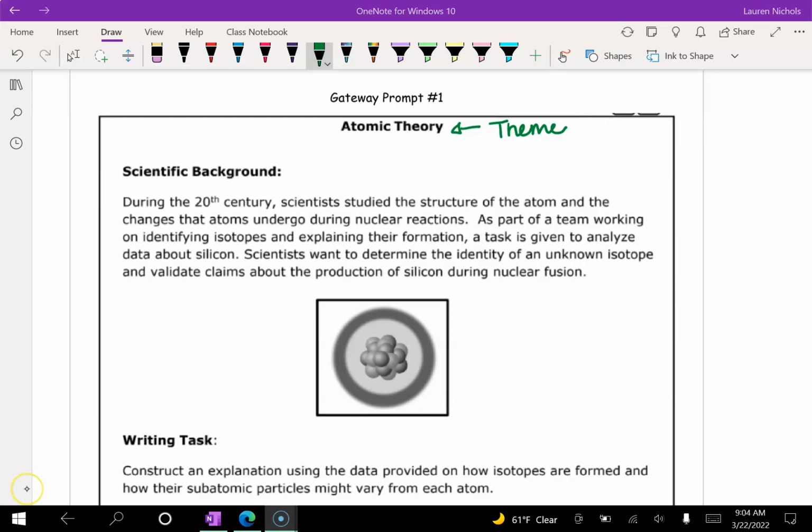And we're going to look at making the connections that we see between the documents and what they're asking us to do. So we'll begin with our scientific background. Remember, this is what you summarize to go in your introduction, and I'll have a different video where we go over how to write an introduction and a conclusion paragraph at a later time.